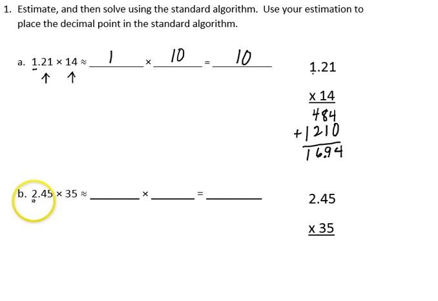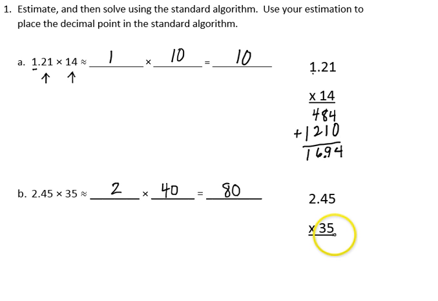Let's look at another problem. Here I have 2 and 45 hundredths. Well, that would round to the whole number of 2. 35 rounds up to 40. 2 times 40 is 80. So I know my final answer will be somewhere around 80.